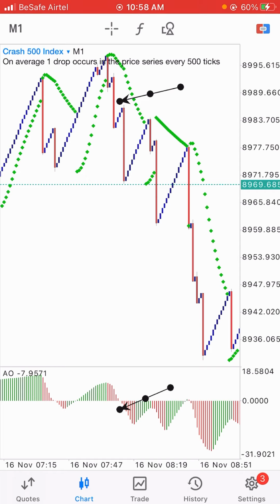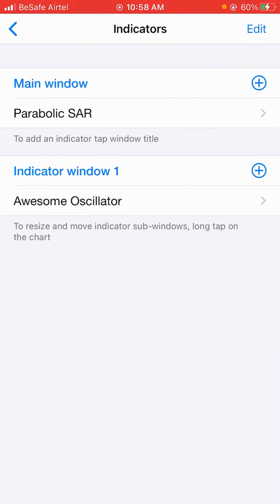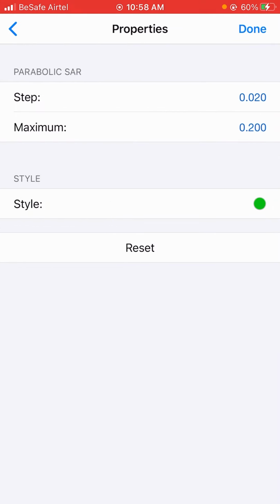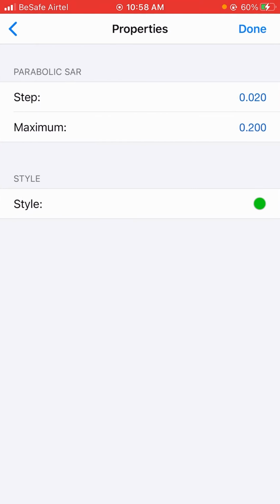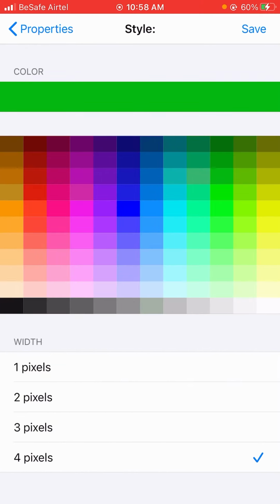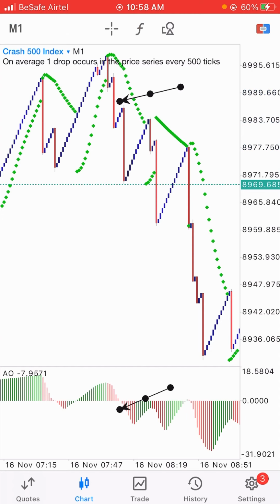Right now I'll be showing you the settings for these simple indicators that I've just explained. Just 2 simple indicators. This parabolic SAR, you can get parabolic SAR here. The settings are on default. You can change the color to any color of your choice, and just click done. It will appear on your chart.